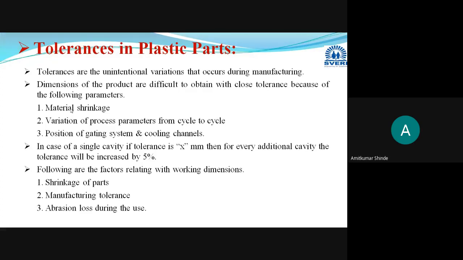And why is it difficult? Because of certain parameters. Generally there are three parameters because of which it is very difficult to manufacture a component with exact required dimensions. Suppose you want to manufacture a tube having 10 millimeter diameter. Then it is not possible to manufacture the tube with exact 10 millimeter dimensions. You will end up with a tube with 10.01 millimeter, 10.02 millimeter.